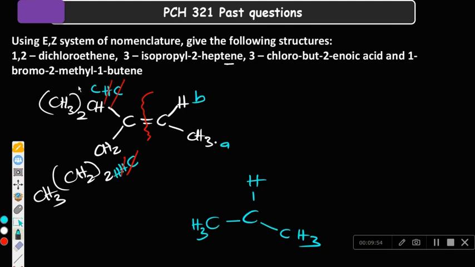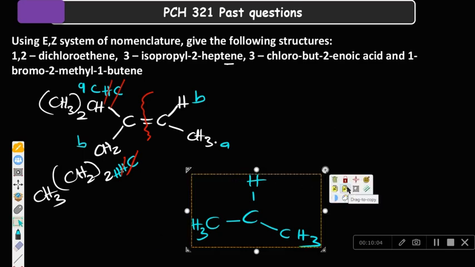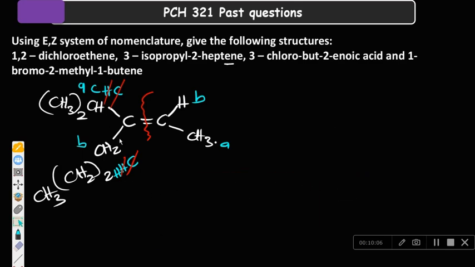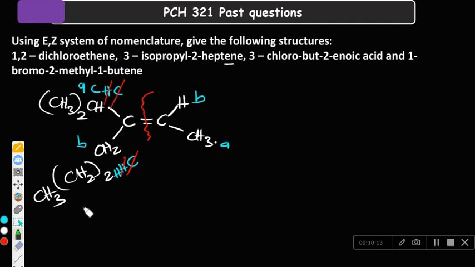So this one here will be your A, and this one will be your B. So this structure now has the two high priority groups on different sides. I can come here and name it as what? E, because they are on different sides. E-isopropyl, right, 2-heptene. Now, how about for Z-isopropyl 2-heptene?